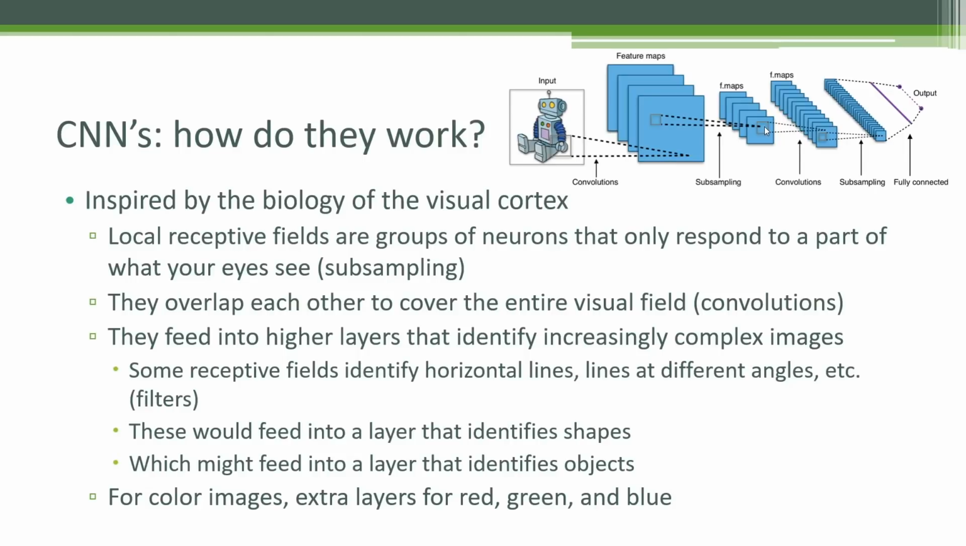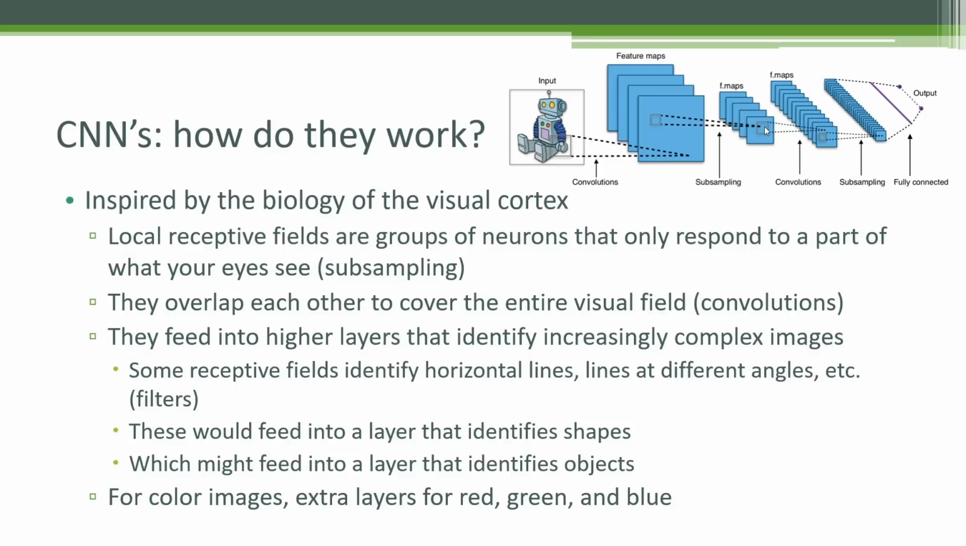Well, CNNs, convolutional neural networks, are inspired by the biology of your visual cortex. They take cues from how your brain actually processes images from your retina, and it's pretty cool. It's also another example of interesting emergent behavior. The way your eyes work is that individual groups of neurons service a specific part of your field of vision. We call these local receptive fields. They are just groups of neurons that respond only to a part of what your eyes see. It subsamples the image coming in from your retinas and has specialized groups of neurons for processing specific parts of the field of view that you see with your eyes.